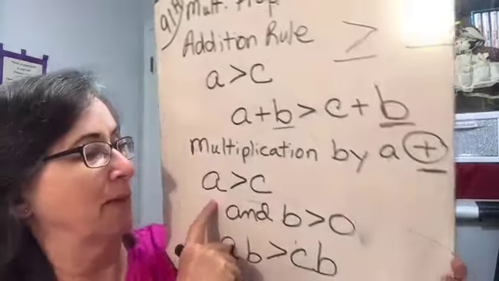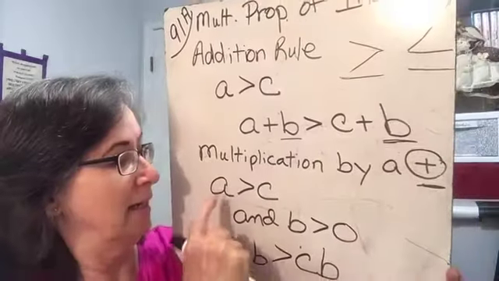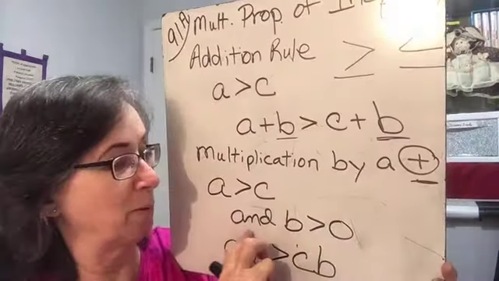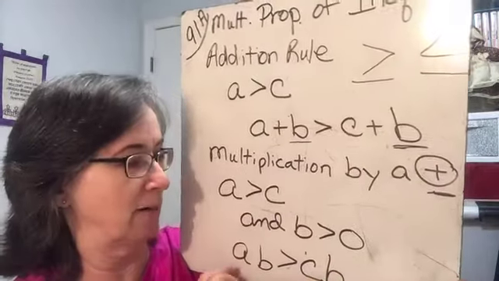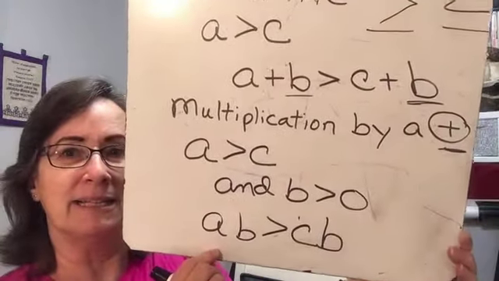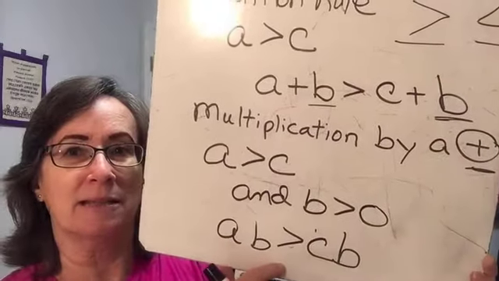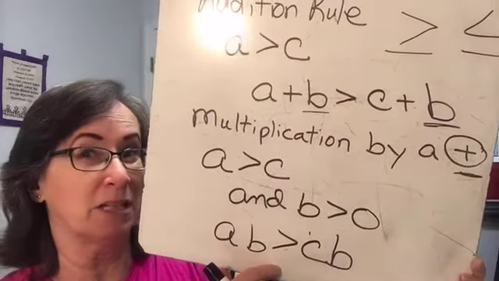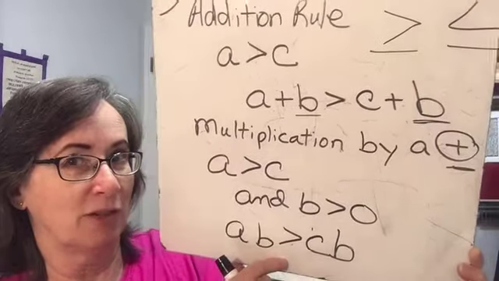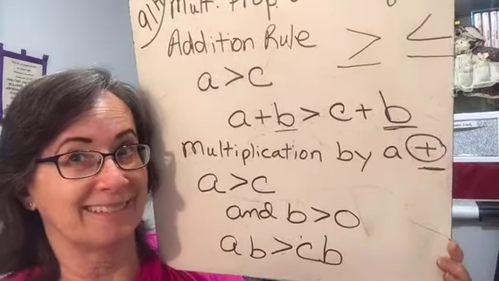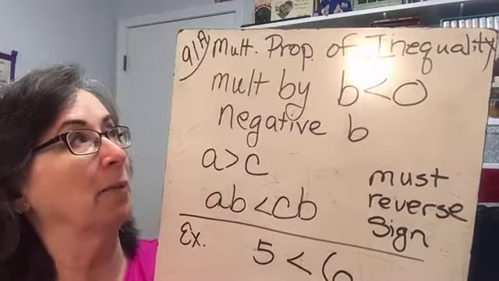Multiplication is the same if we have a positive number that we're multiplying by. If we start with A is greater than C, left hand is greater than right hand, and we multiply by a positive number where B is greater than 0, then everything stays the same. AB is greater than CB because we just multiplied both sides by the same positive number. So far, so good.